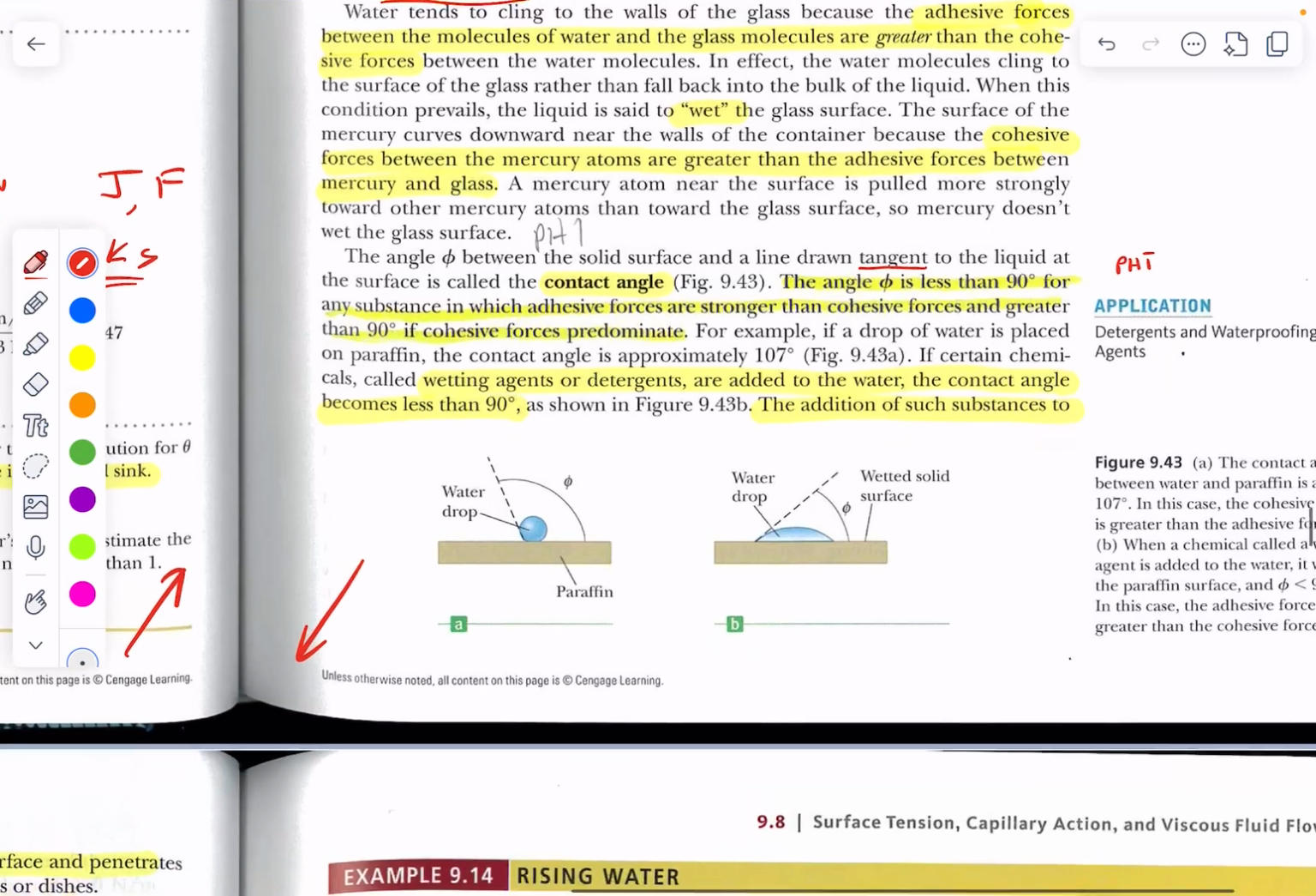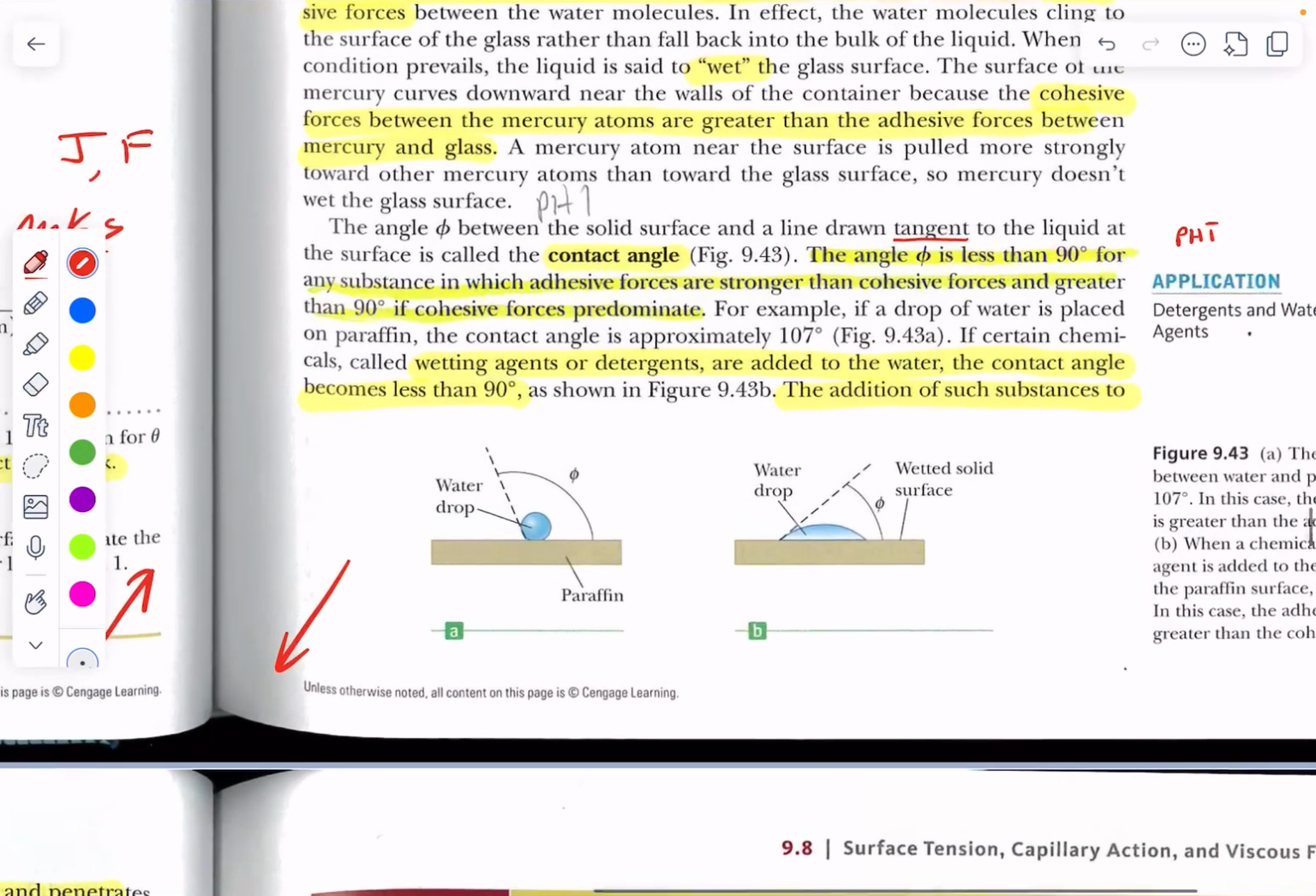We can also talk about if you have a drop of water in this case on one kind of surface, such as paraffin, which is nonpolar, and the interaction between water and paraffin is not going to be very great. Water is polar, made out of polar molecules. Paraffin is made out of nonpolar molecules, so they're not going to interact, and so your cohesive forces inside the water are going to be very great, and the water is going to bead up.